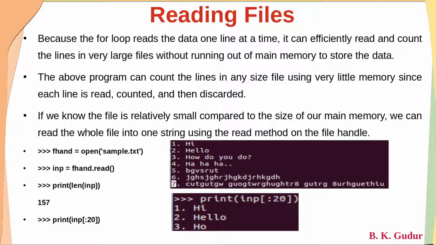If we know the file size is relatively small compared to the size of our main memory, we can read the whole file into one string using the read method on the file handle. Dear students, sometimes instead of reading line by line, if the file is very small, say 10 lines, 20 lines or 150 lines, we can read the entire file using just one particular method, and the name of that method is read.